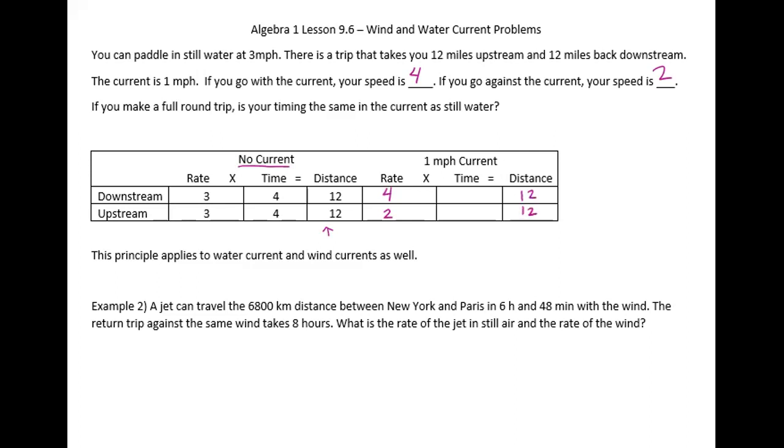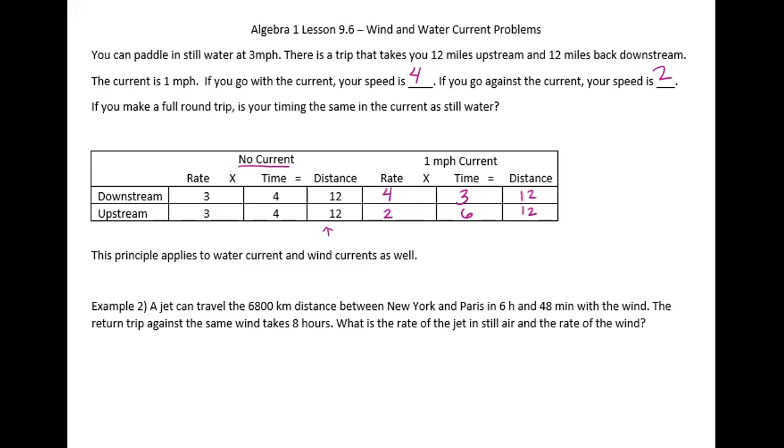So your timing is going to have to be your distance divided by rate to get time, because our equation is that rate times time equals distance. So 12 divided by 4 is going to be 3 hours, and 12 divided by 2 is going to be 6 hours.